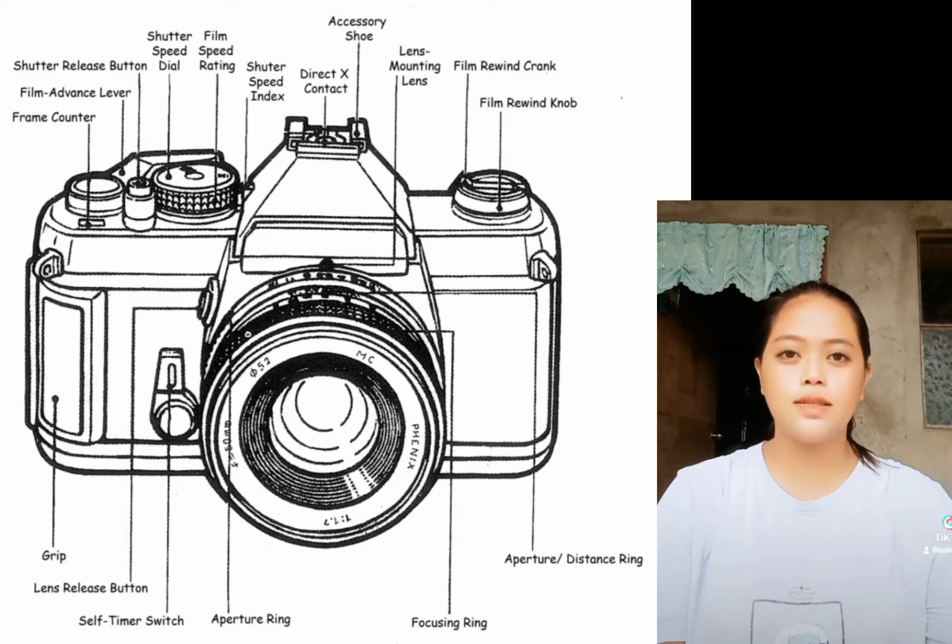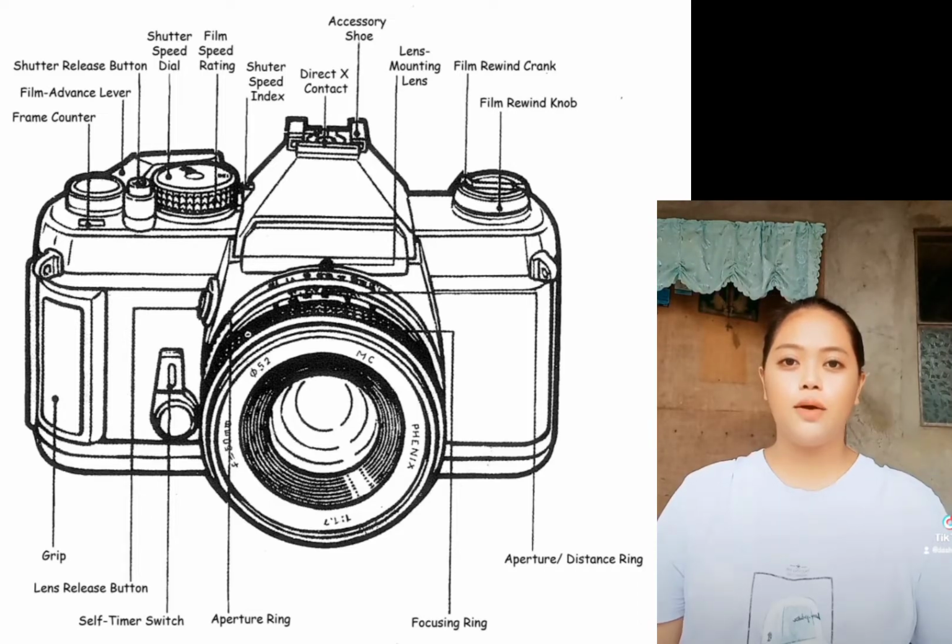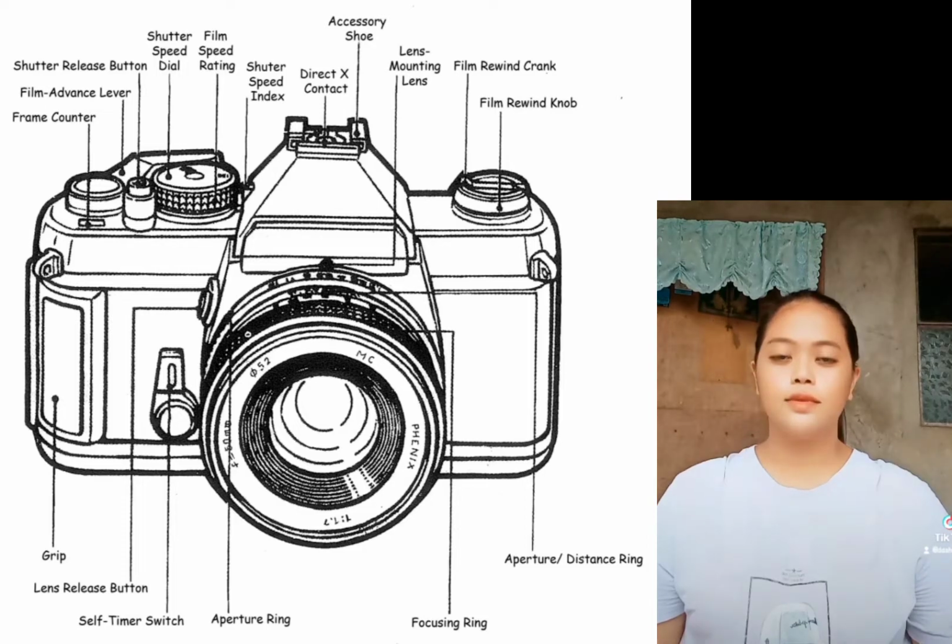Film advance lever. Used to rotate the film inside the camera in order to take a new picture. Frame counter. Shows the number of frames that have moved through the camera or number of exposures taken. Grip. Allows the camera to hold multiple batteries to extend the battery life of the camera.